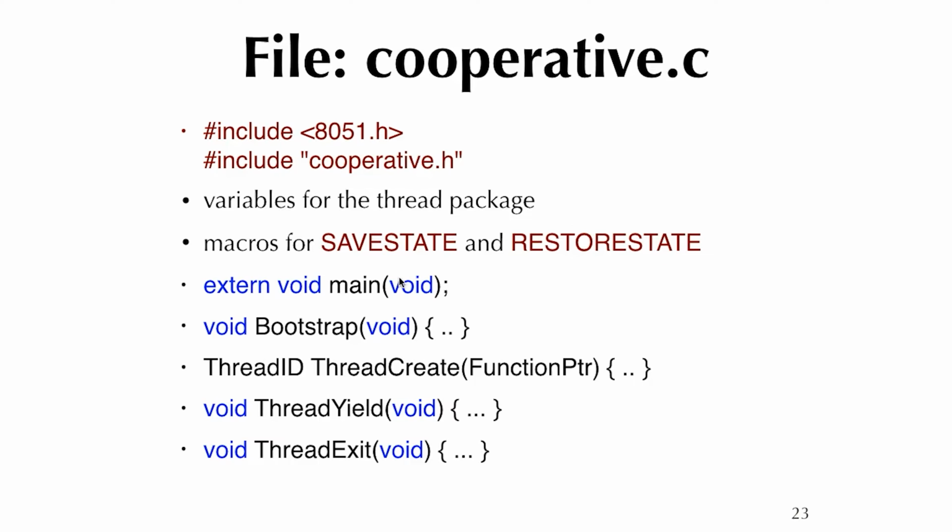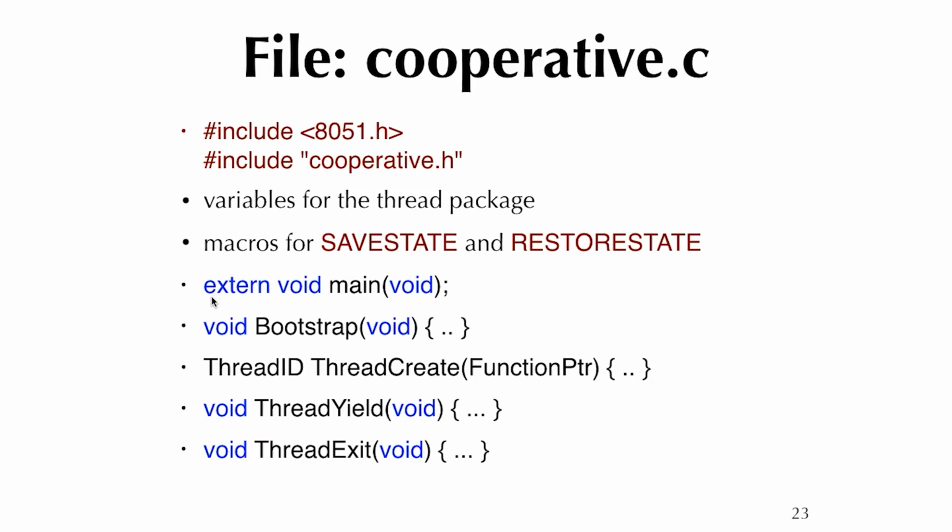Now, two macros are defined only within cooperative.c. They are named save state and restore state. You might call them save context and restore context, either way. But I just thought save state, restore state would be okay.